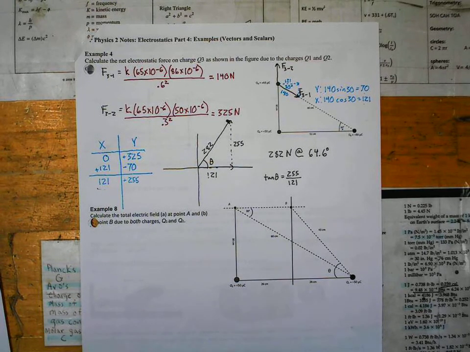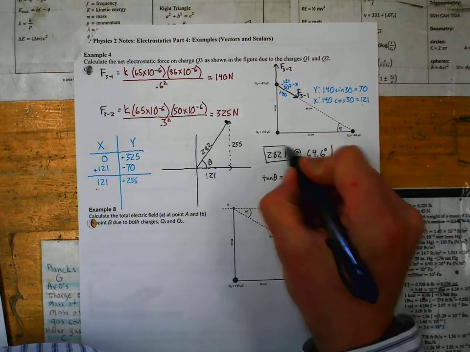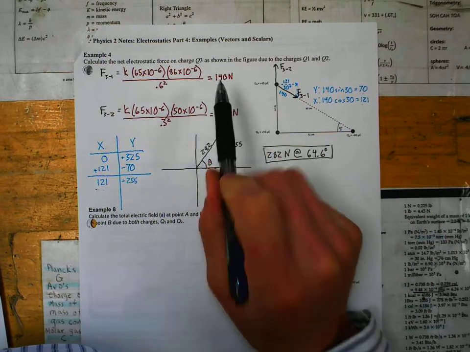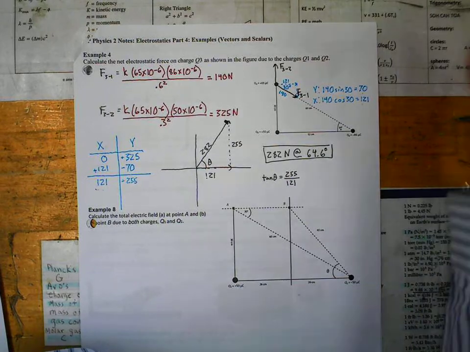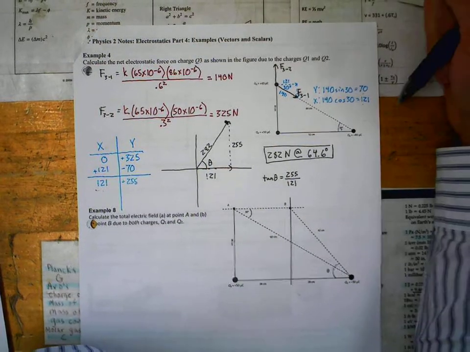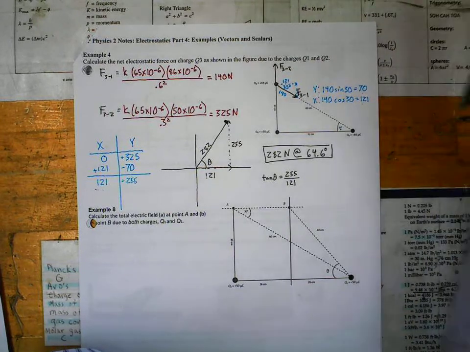Real questions? Yes. Will you go over up at the top how you got 140? Where in 140? The 140? So K is 9 times 10 to the 9th. So if you punch all that in, you get 140 newtons. I just didn't punch it in to save time. But punch it in on your calculator, you'll get 140.